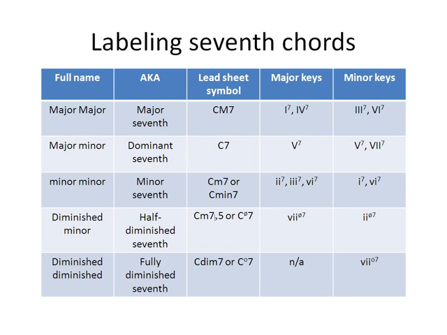This chart encapsulates much of the information presented on the previous 2 slides. The 5 possible qualities of seventh chord appear in the leftmost column. The second column gives their nicknames, as it were. The middle column shows the lead sheet symbols for each quality. The last 2 columns show you which diatonic chords in which modes have each quality.